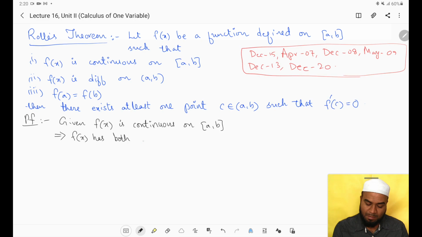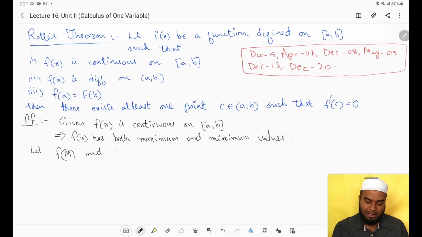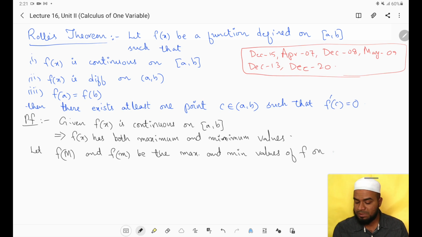both maximum and minimum values. Let that maximum value I am considering as f of capital M, and let f of small m be the maximum and minimum values of f on the closed interval a comma b.